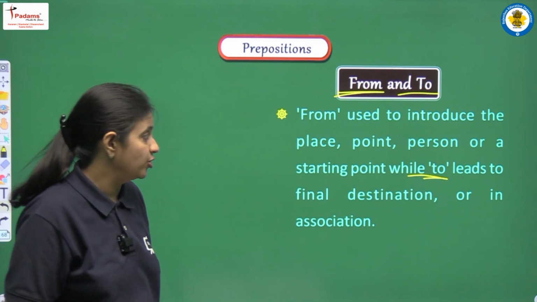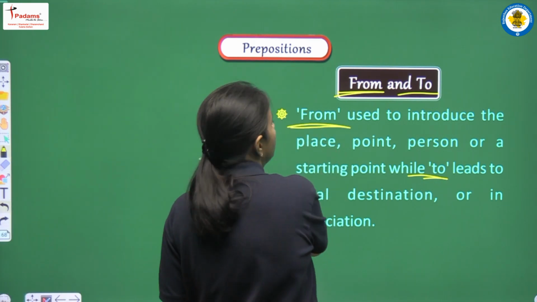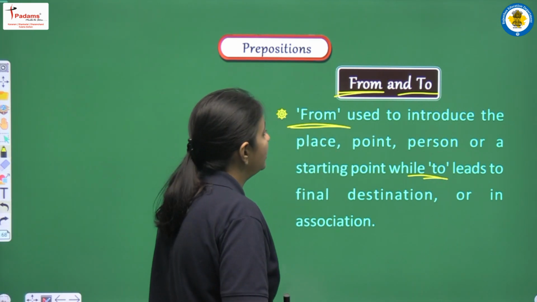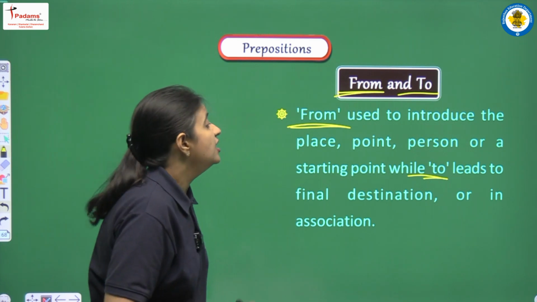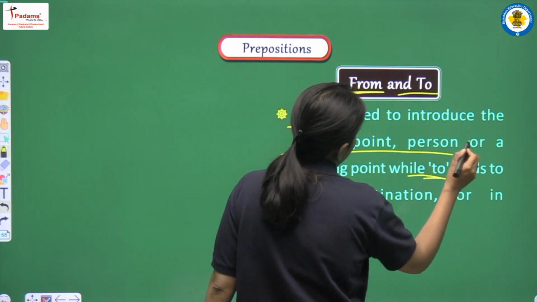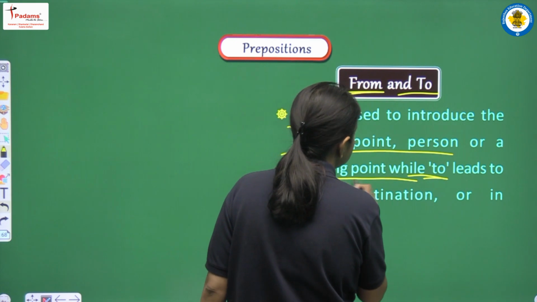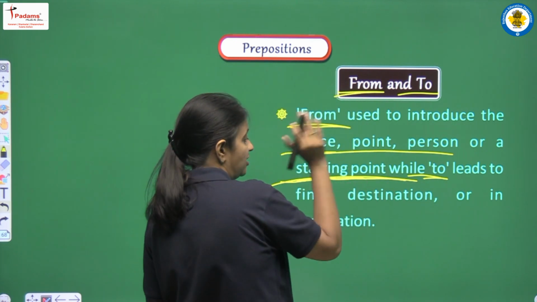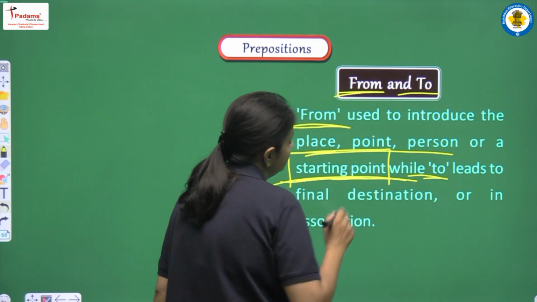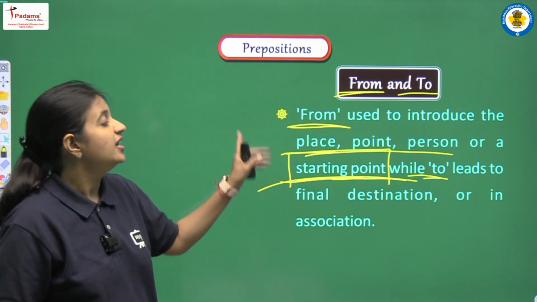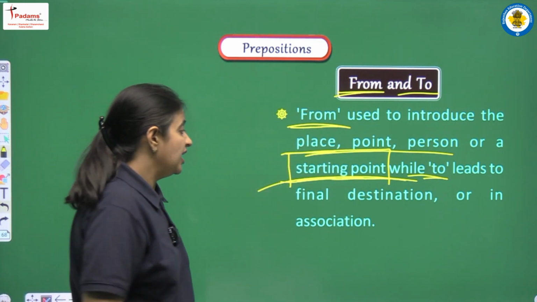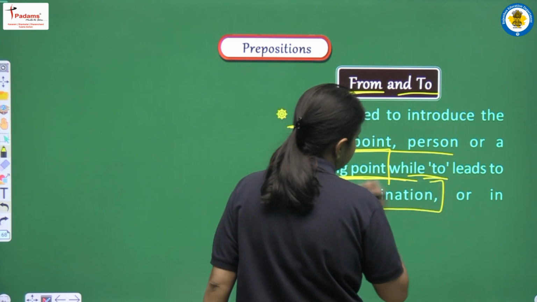So let's read one more time. If we are having from, then with the help of from we can indicate or introduce a place. It can be a point, it can be a person, or it can be the starting point. So if we are using from, then it indicates the starting point, and if we are having to, then it shows the final destination.